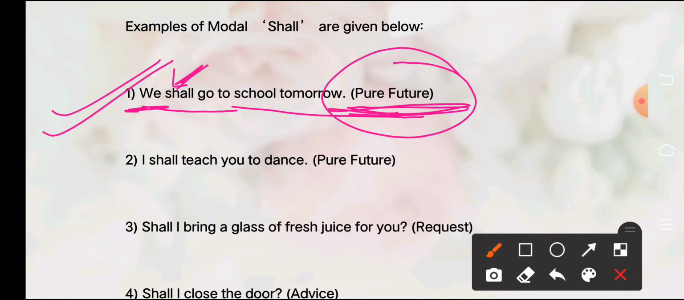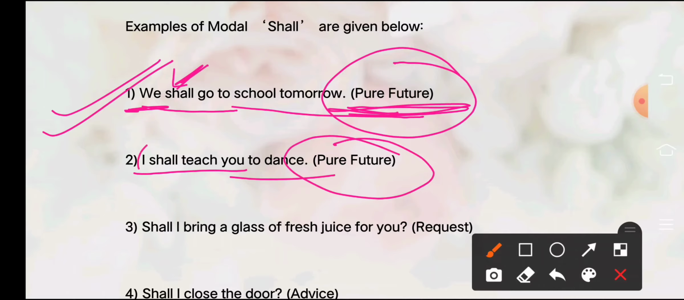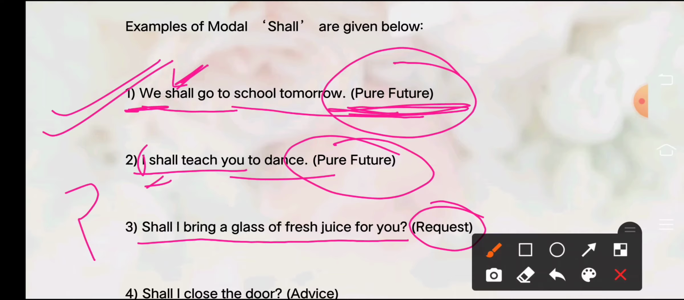Clear? Second is: I shall teach you to dance. Again it is showing pure future. So with I we are using shall. In the third sentence: shall I bring a glass of fresh juice for you? Here we are making a request and we are making the sentence interrogative. Shall I bring a glass of water? Shall I bring a glass of fresh juice for you? Like this.